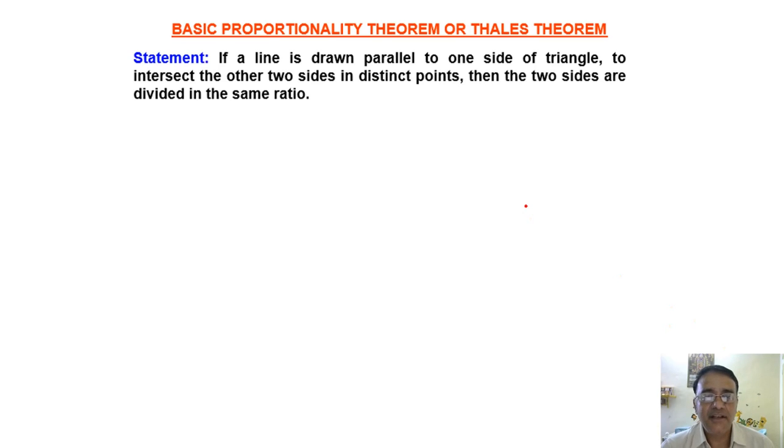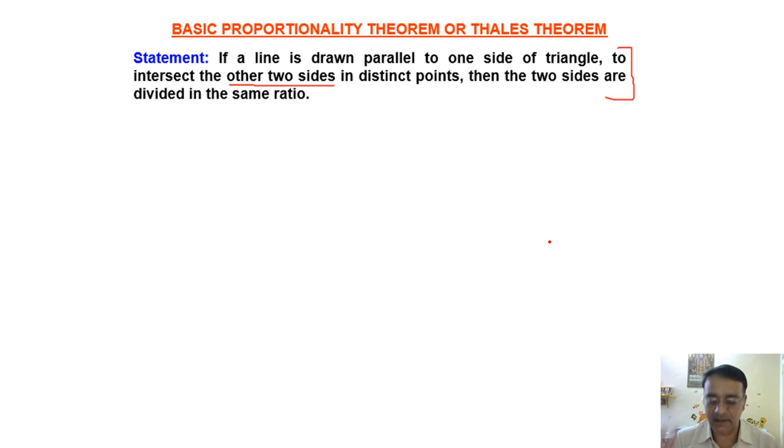The statement is: if a line is drawn parallel to one side of a triangle to intersect the other two sides in distinct points, then the two sides are divided in the same ratio. Whenever we write it in the form of a reason, we mention only basic proportionality theorem. That is also fine. Okay. जब रीजन हम लोग को लिखना होता है तो हम लोग पूरा स्टेटमेंट नहीं लिखते हैं, केवल बेसिक प्रोपोर्शनलिटी थ्योरम लिखते हैं. ओके.